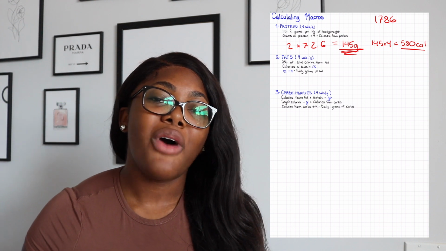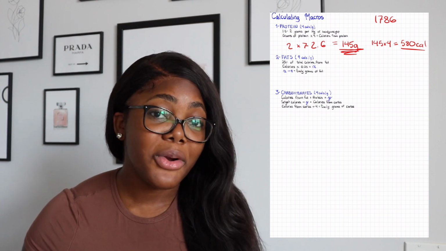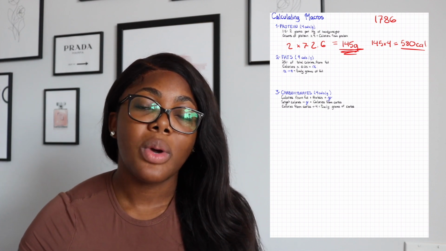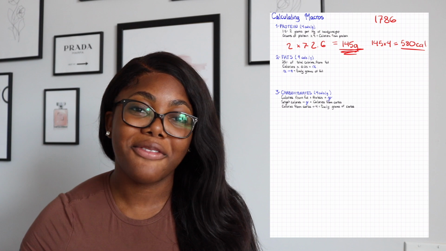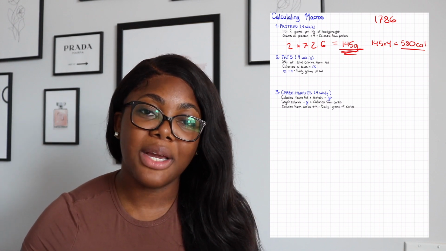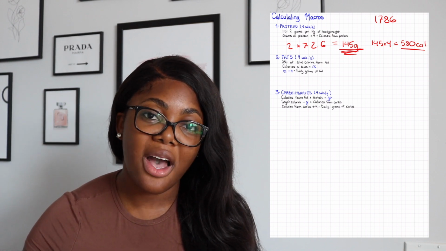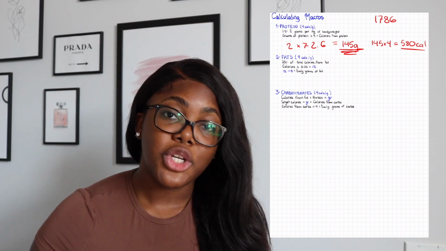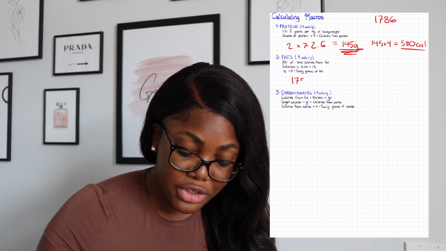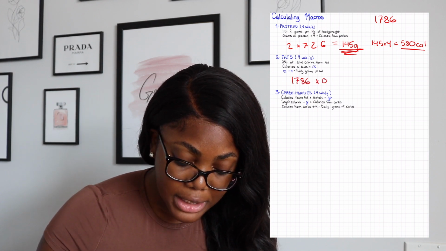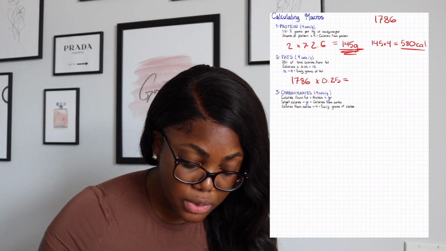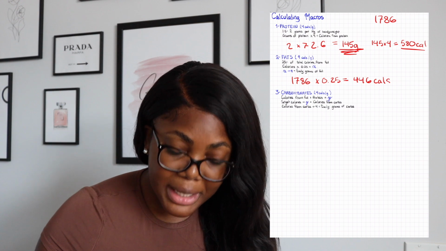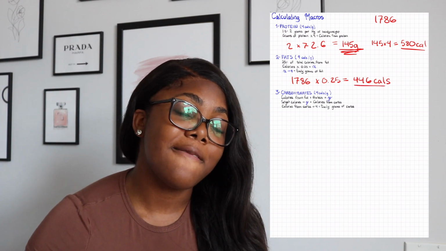Now, let's move on to our fats. So remember earlier, I said that for fats, we want to be aiming for nothing more than 25% of our calories coming from fat. To find how much fat she needs to be eating, we're going to calculate what is 25% of 1,786 calories, because that is how many calories she wants to be eating. So we are going to write down 1,786 times 0.25, and this is going to give us 446 calories. So that is how many calories she should be eating that come from fats.